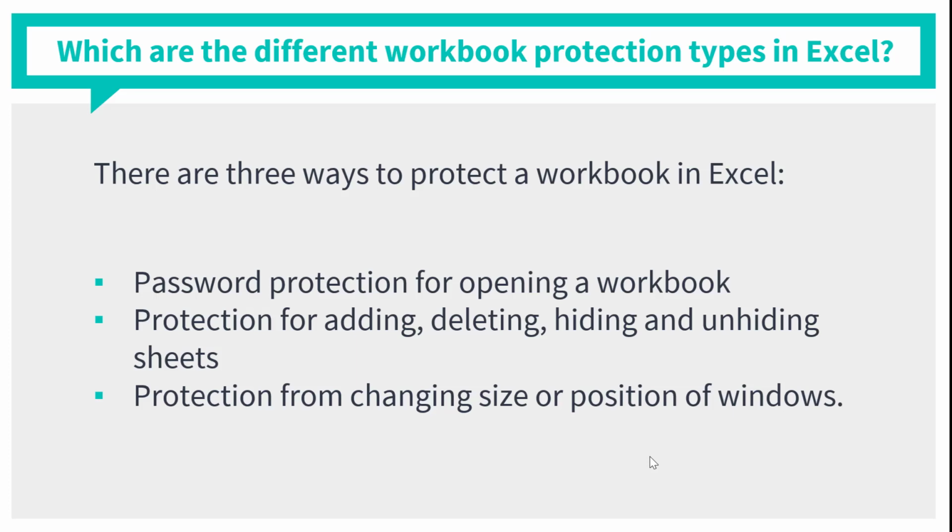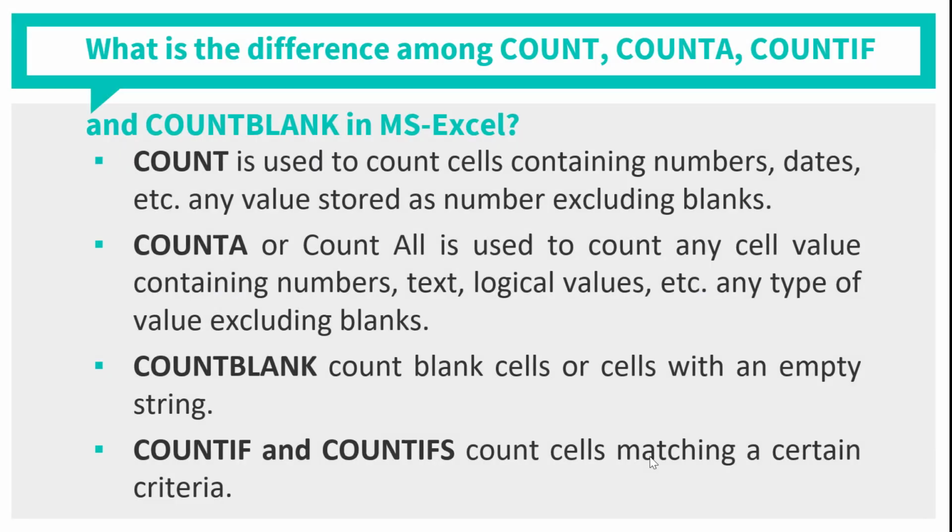Which are the different workbook protection types in Excel? There are 3 ways to protect a workbook in Excel: password protection for opening a workbook, protection for adding, deleting, hiding, and unhiding sheets, and protection from changing size or position of windows.